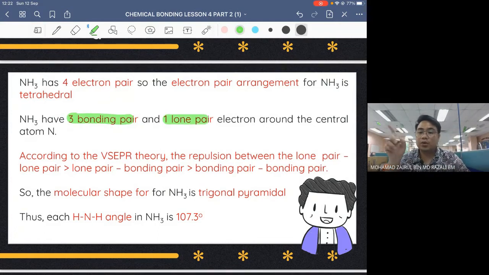So kalau awak tengok molecular shape ataupun Lewis structure tadi, kita akan ada repulsion between lone pair and bonding pair. So according to VSEPR theory, the repulsion between lone pair is stronger than lone pair bonding pair, and lone pair bonding pair is stronger compared to bonding pair. So angle perfect angle tetrahedral tu asalnya 109.5. Sebab kita ada satu lone pair, dia akan reduce. So dia akan jadi 107.3 and the shape is trigonal pyramidal.